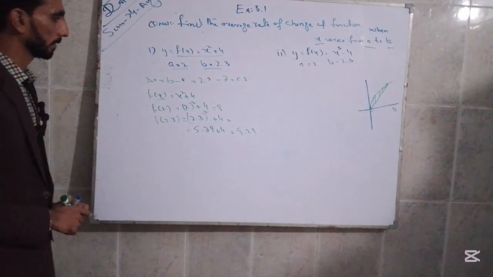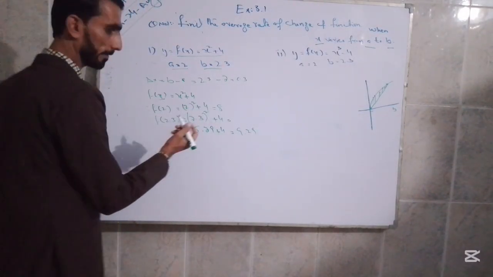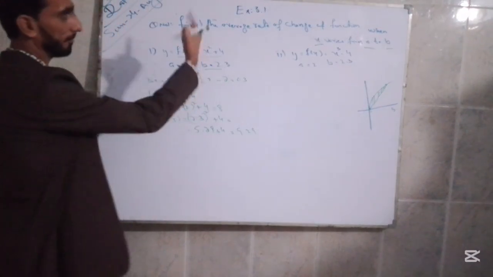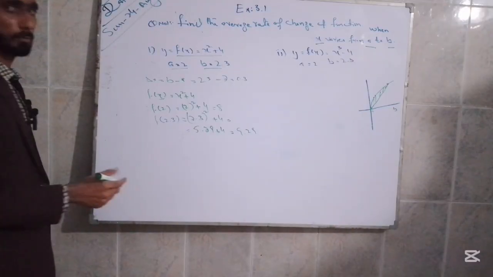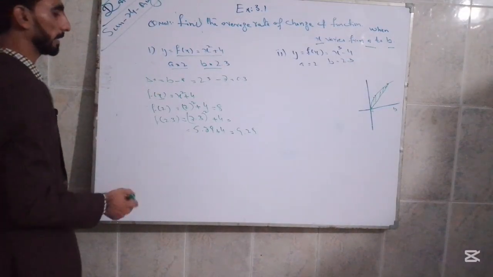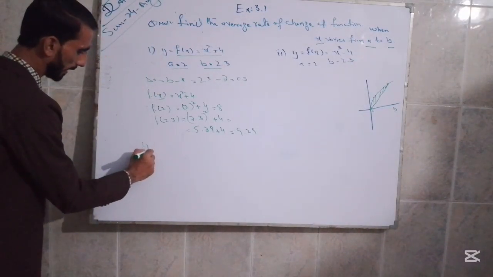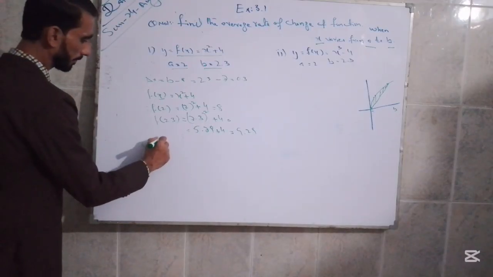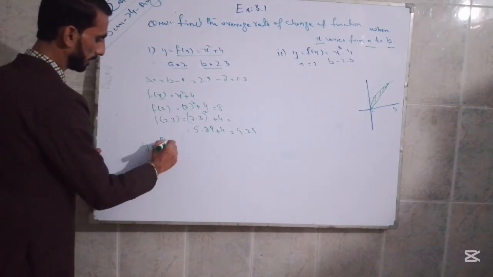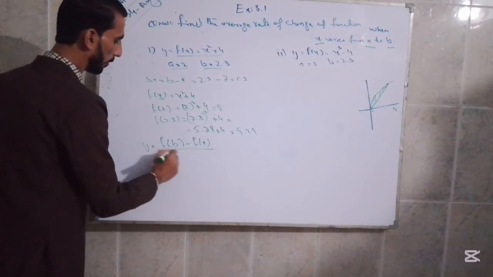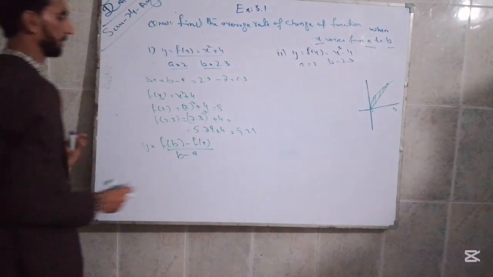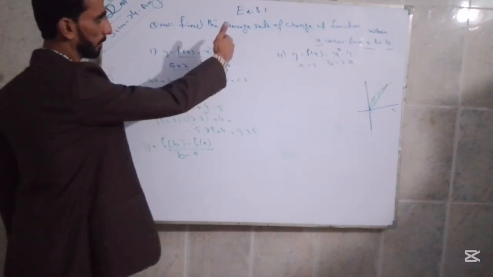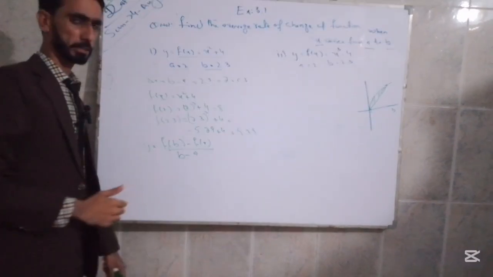Now we use these values. Here we have a formula to find the average rate of change of a function. What is the formula for the average rate of change of a function? It means we have y is f of b minus f of a upon b minus a. This is the formula for the average rate of change of our function.